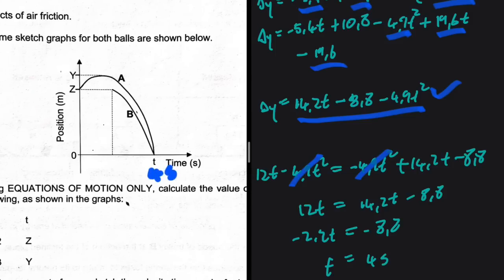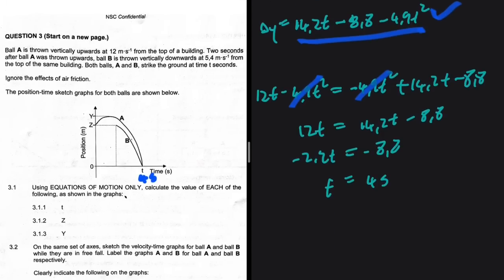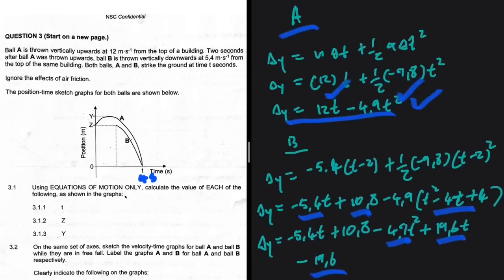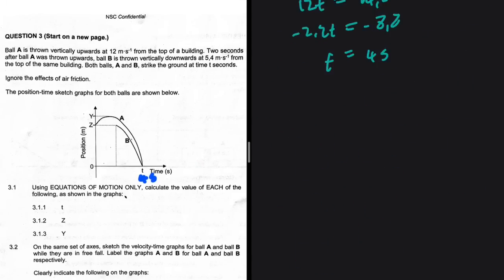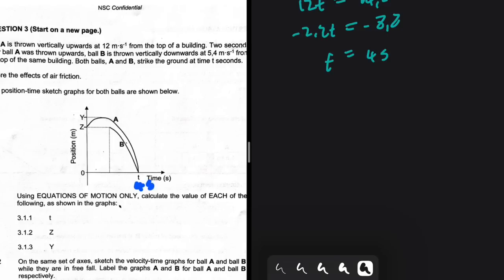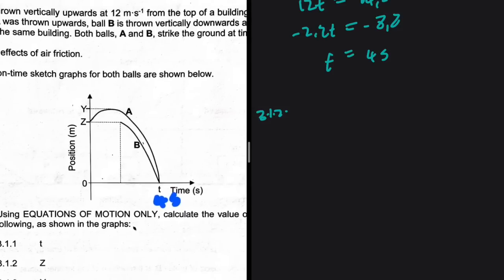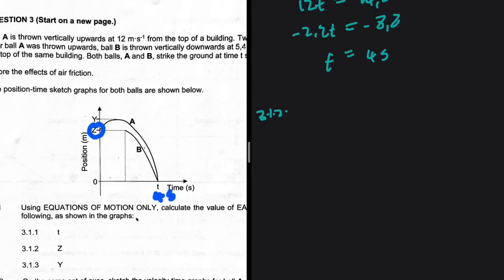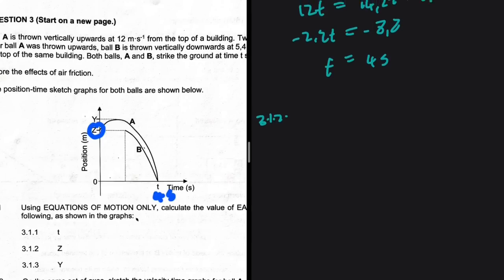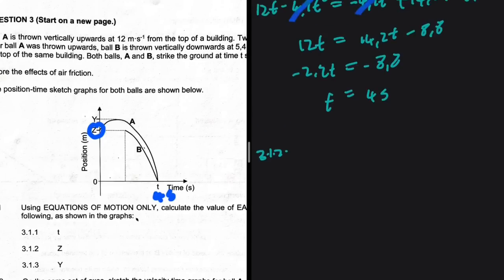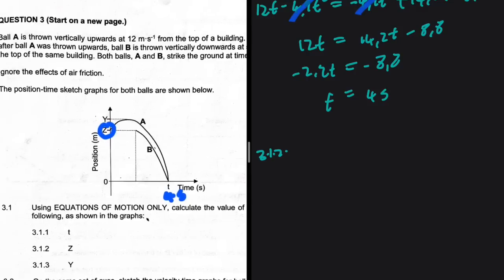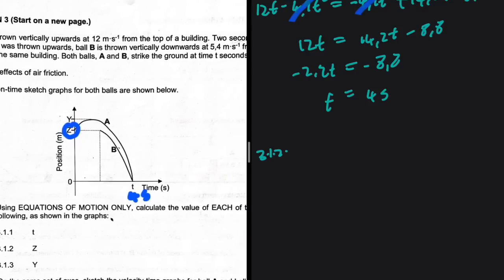Okay, there we go. That is 3.1.1. It's a lot of work, to be honest. What about 3.1.2? We are looking for the value of z. So z is the height from which the two balls were projected, right? How many marks? 3. Not sure it's worth 3 marks.